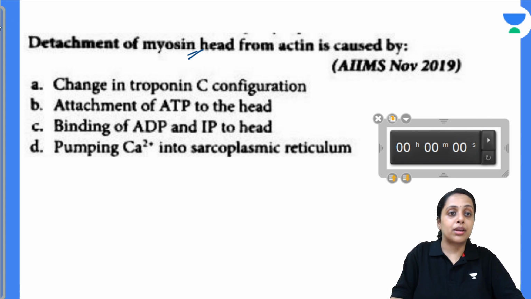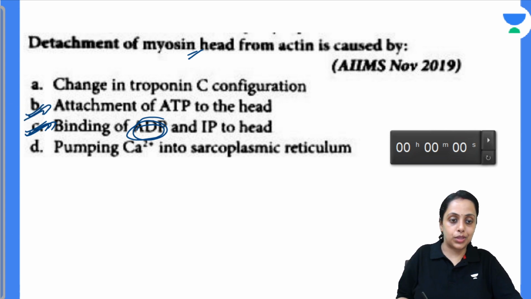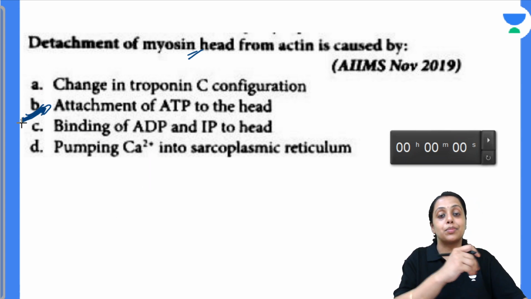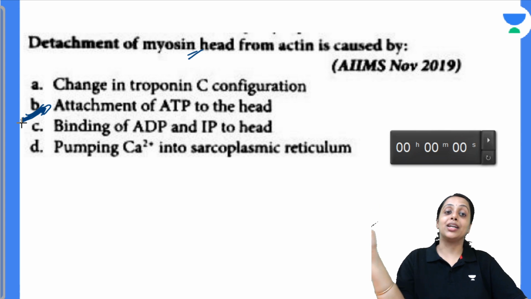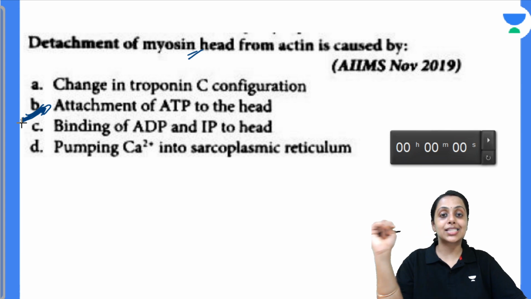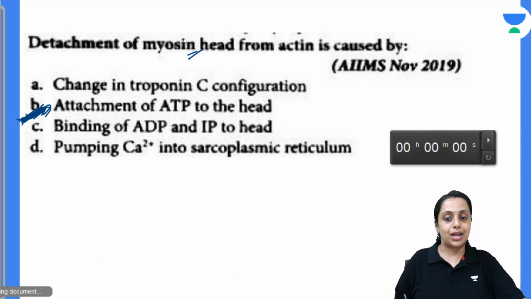Yeah, the most important point for the detachment of myosin head is attachment of ATP to the head. This attachment of ATP is required for the detachment of myosin head from the actin filament. Do remember that rigor mortis is due to lack of ATP, so the myosin head remains stuck. So for the detachment, ATP binding is required.